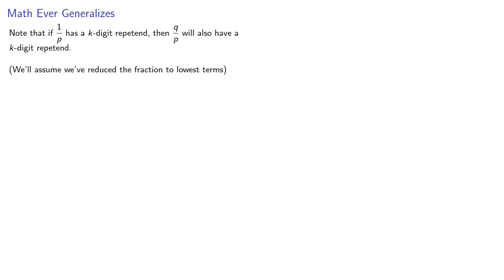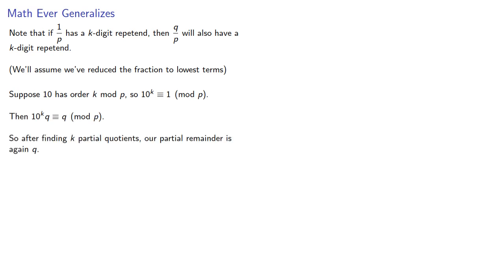Note that if 1 over p has a k-digit repetend, then q over p will also have a k-digit repetend. So let's suppose that 10 has order k mod p, so 10 to the k is congruent to 1 mod p. Well, if I multiply that by q, what this means is that after finding k partial quotients, our partial remainder is once again q. And you might consider why this doesn't work if the greatest common divisor isn't 1, if our fractions haven't been reduced to lowest terms.